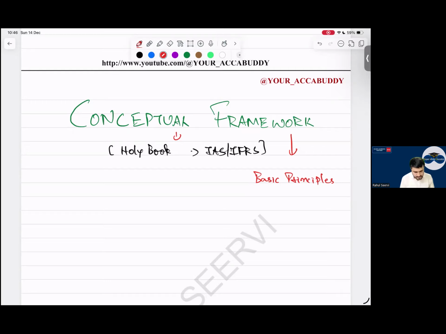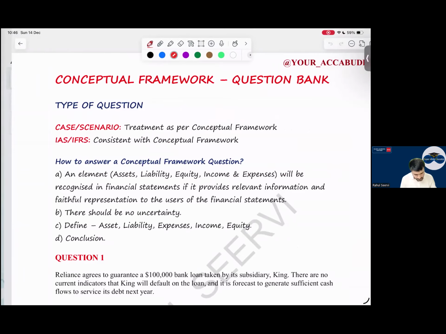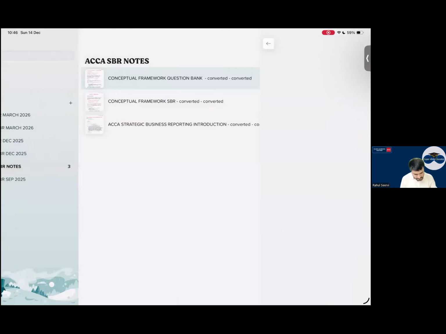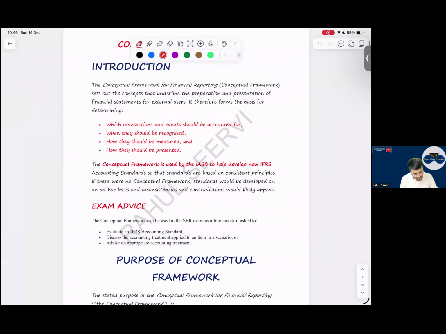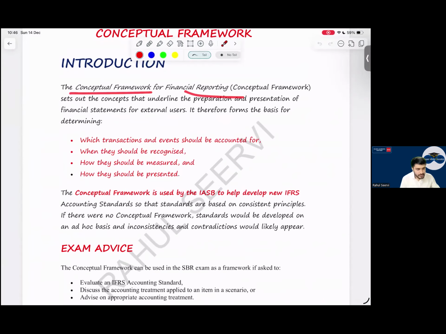Now, coming to the basic things. See the introduction. Your conceptual framework for financial reporting sets out concepts that underlie the preparation and presentation of financial statements for external users. Basically, which event or transaction you should account for, whether you should record this or not, whether we should recognize this or not, at what value we should recognize, how you will present this, whether in current, non-current, etc. That is what has to be discussed.